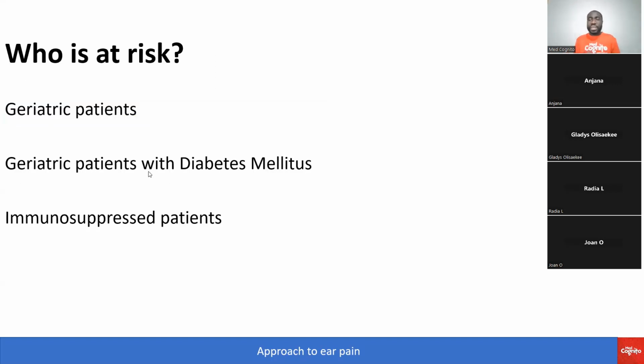Who is at risk? I think one of the doctors said patients with diabetes. Yes. Number one, geriatric patients. Number two, patients with diabetes. Number three, other immunosuppressed patients.